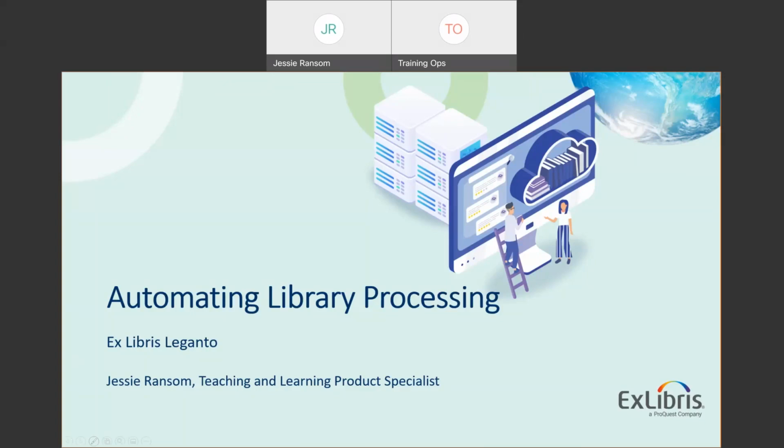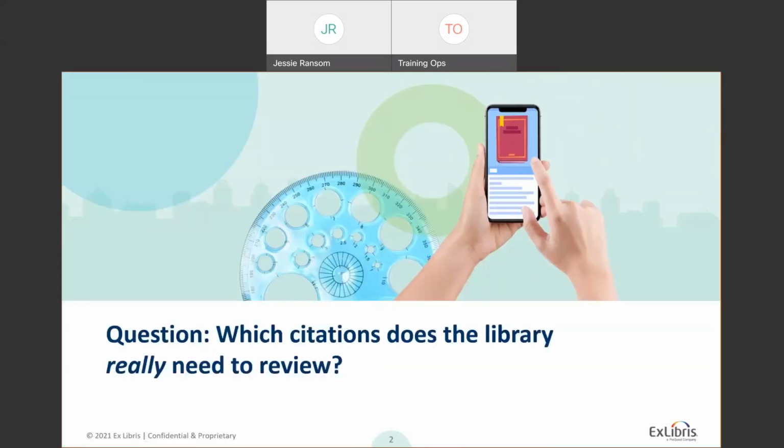The first thing to start with is this primary question: which citations does the library need to review? For the purposes of today or moving forward, I really want you to think about this, especially if your gut instinct is to say all of them, that your library needs to review all of the citations. Is this actually true? Do you actually need to review all of them? And also, why are you reviewing all of them? How often do you actually need to make changes to different types of citations?